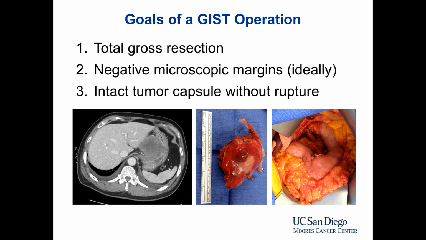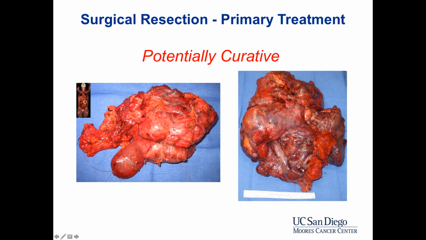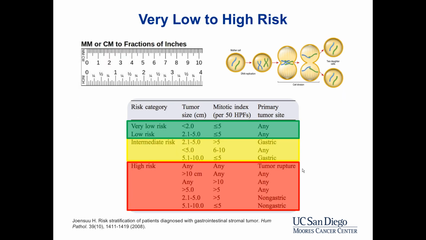The second goal is to ideally get negative margins microscopically, meaning that when you take out the tumor and the pathologist looks under the microscope, they cannot identify any tumor cells at the edge where the tumor is removed. And the third thing is that the tumor capsule, or the outside lining of the tumor, is intact without rupture. That goes back to what I mentioned before, tumor rupture being an important part of this.